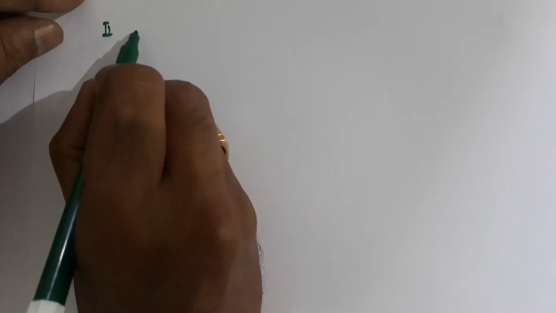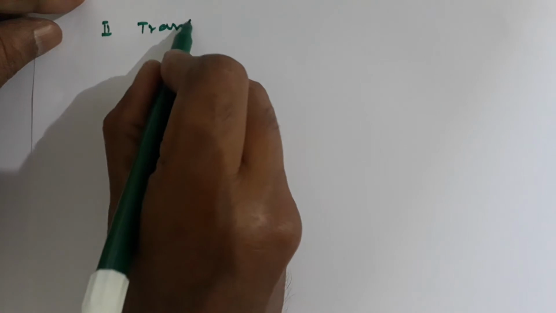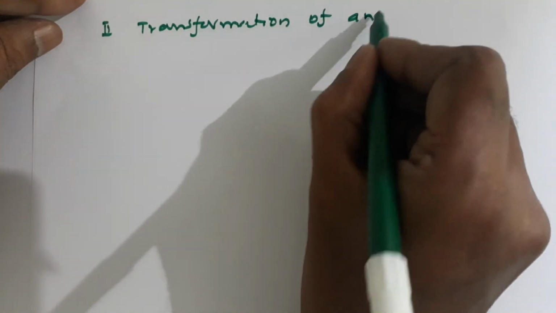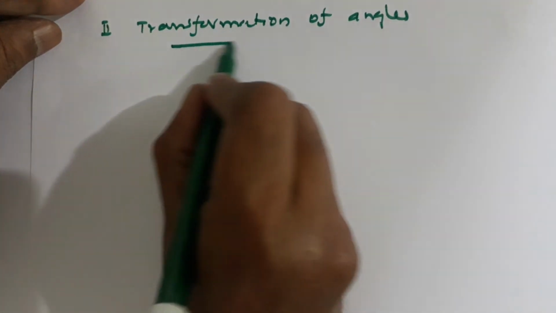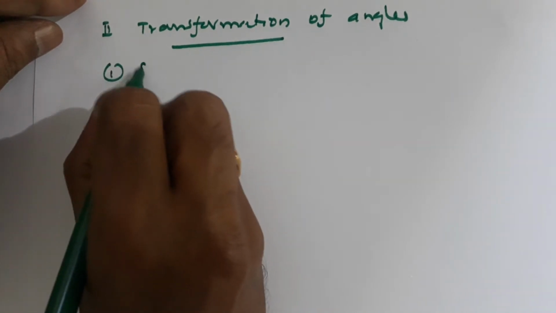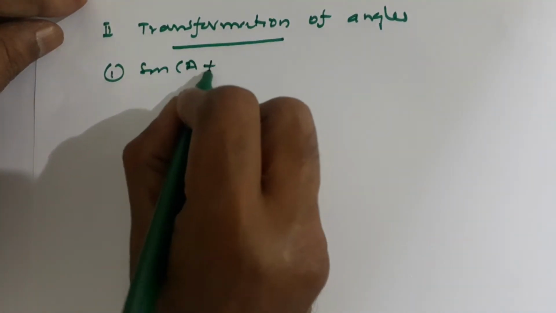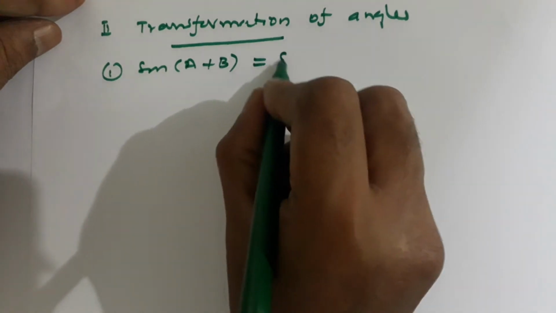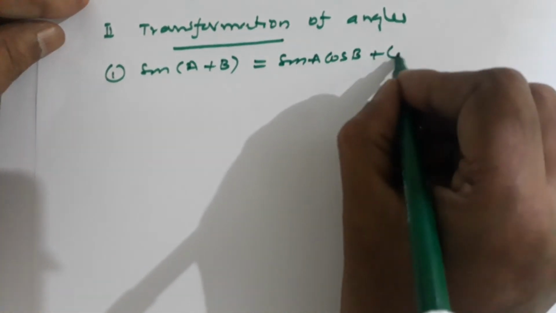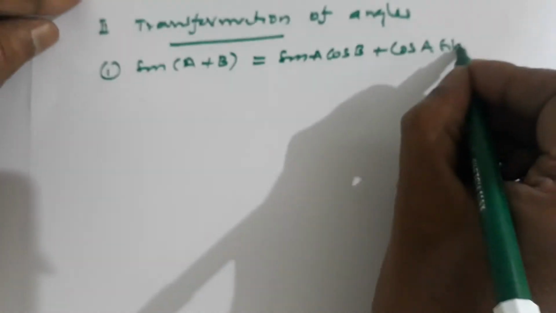Next, Roman 2. Transformation of angles. First one, sin of a plus b is equal to sin a cos b plus cos a sin b.